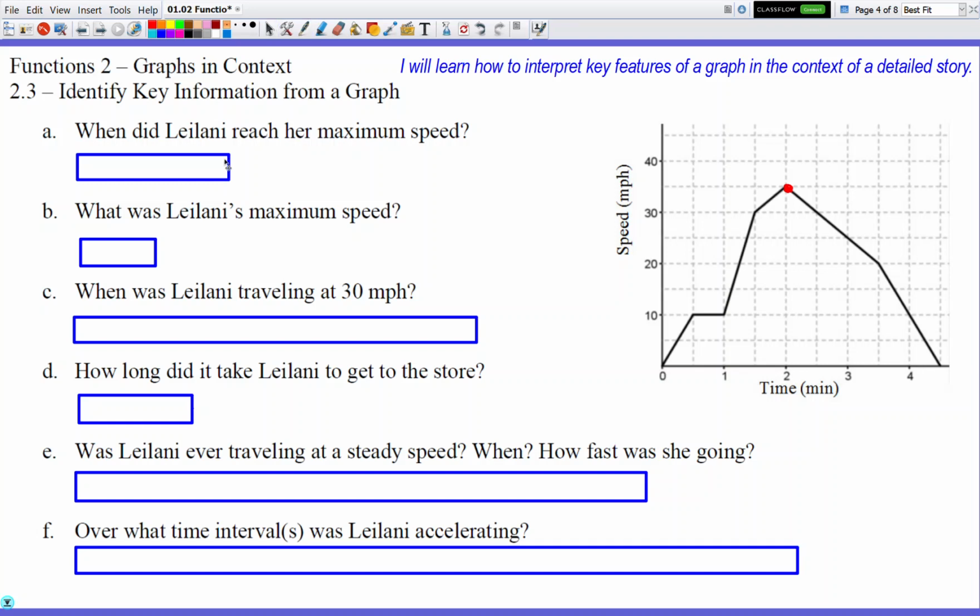Well, let's see, what does it say for our answer? Yeah, at t equals 2 minutes. So that's my time frame that she reaches her fastest speed. Okay. All right, let's see what's next. So what was Leilani's maximum speed?